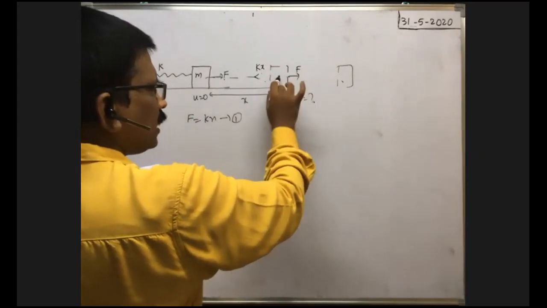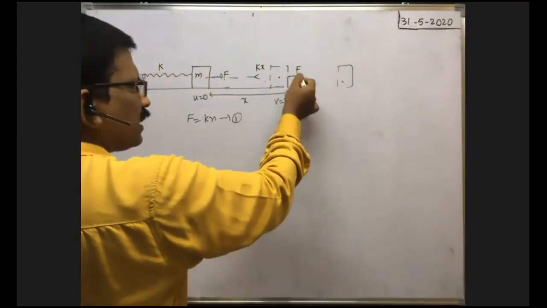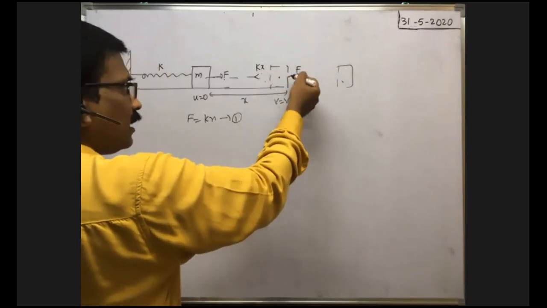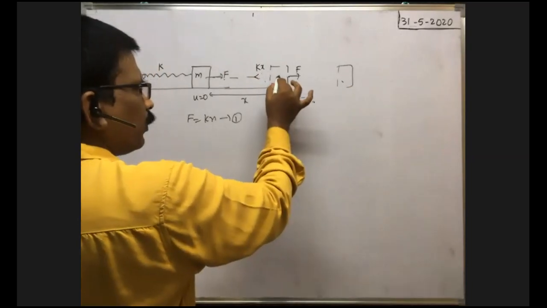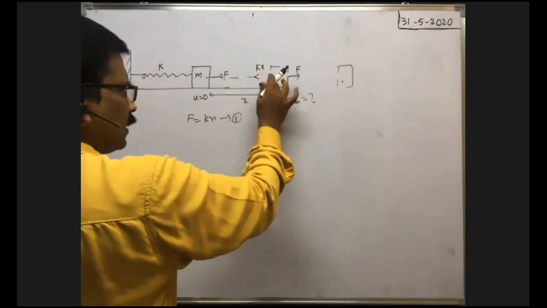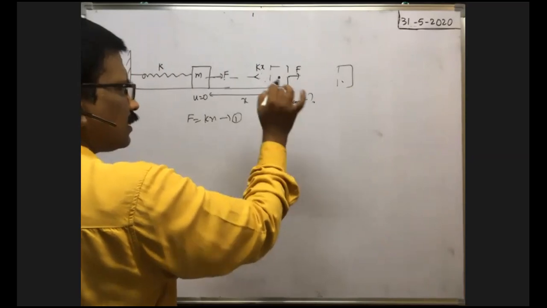After that, when it is further displaced, kx becomes greater than F. That's why the retarding force acts in this direction. Due to that, velocity gradually decreases. So only at this position, as the net force is 0, the velocity acquired is maximum. That velocity is what they ask.